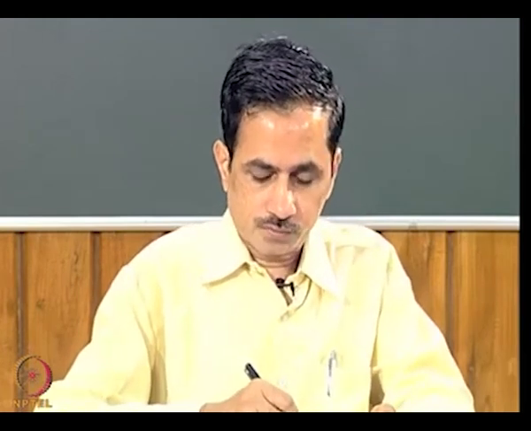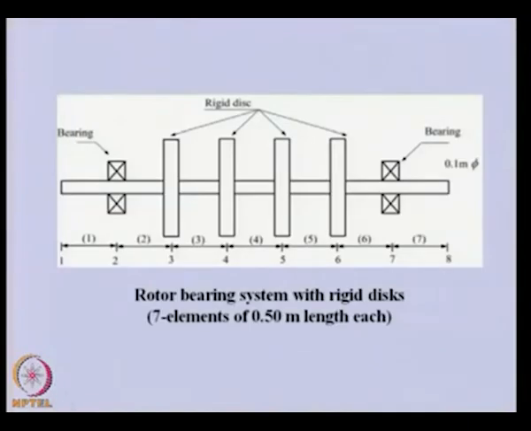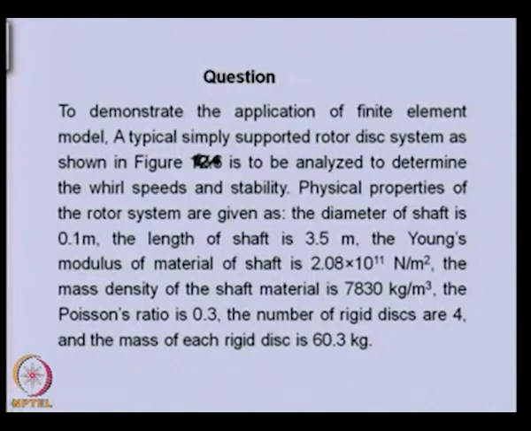So, there is another way of finding the stability of the system, especially for a complex system. In this particular case we are basically taking a rotor system like this. There is a huge rotor with 4 discs, which are also heavy discs. These bearings are fluid film bearings, and we will model this rotor system using the finite element method. Various properties of the rotor and bearings are given here. Basically, here we want to demonstrate the application of the finite element method for a typical simply supported rotor disc system. But this boundary condition is not a limitation for the finite element method, as we know.